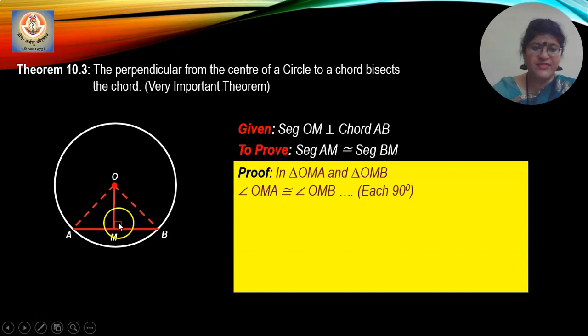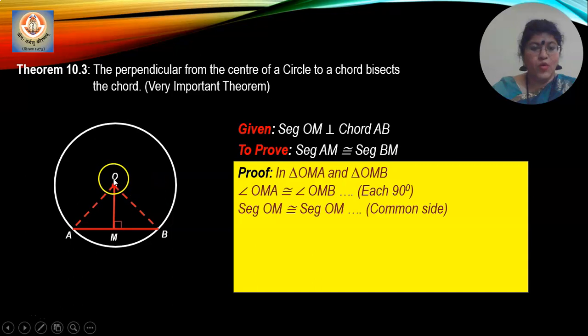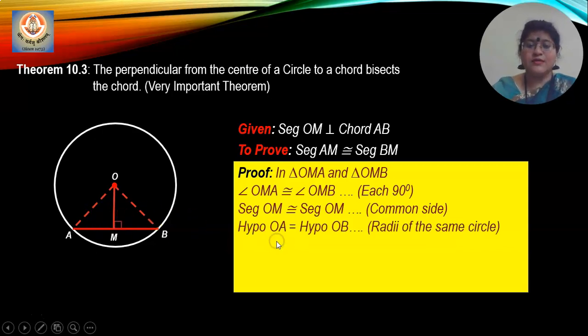Now each is 90. If this is 90, obviously this is also 90. Then OM is congruent to OM. It's a common side. Now, if you look at these two triangles, they are right angle triangles. So what do OA and OB become? Are they not the sides opposite to the right angle? So they are the hypotenuse of the triangle. So hypo OA is congruent to hypo OB. You can use the short form hypo. Why are they congruent? Because they are also the radii of the circle.